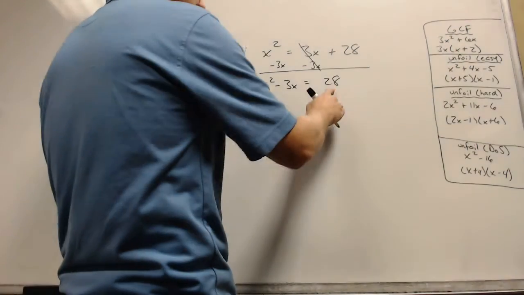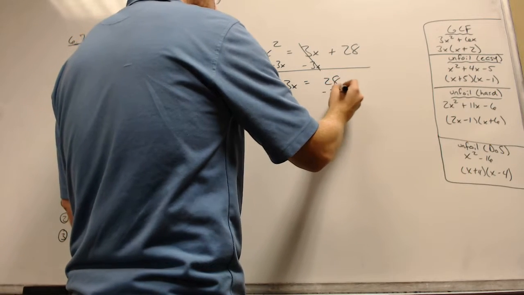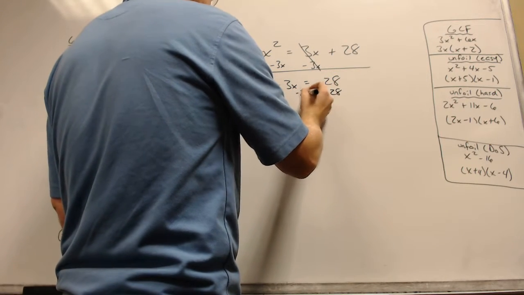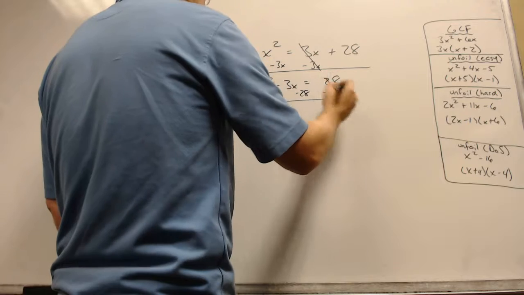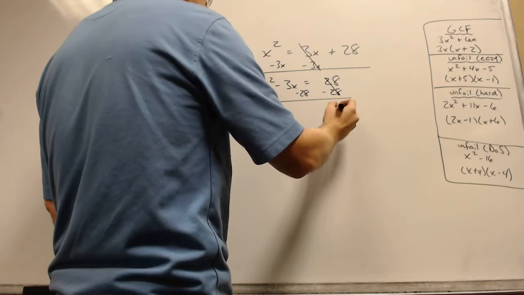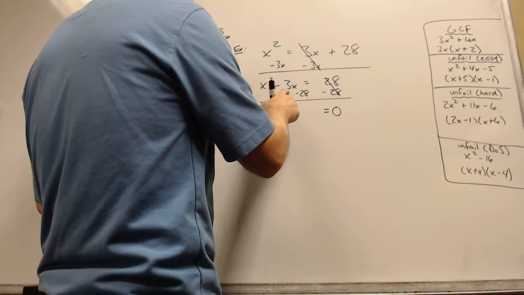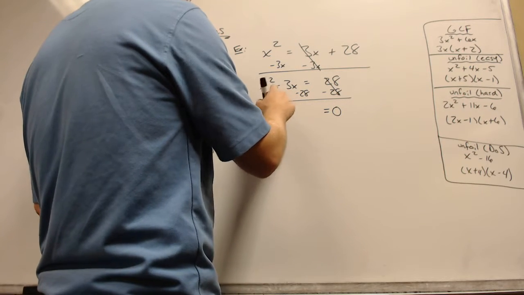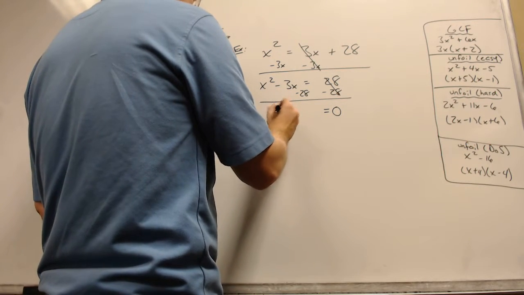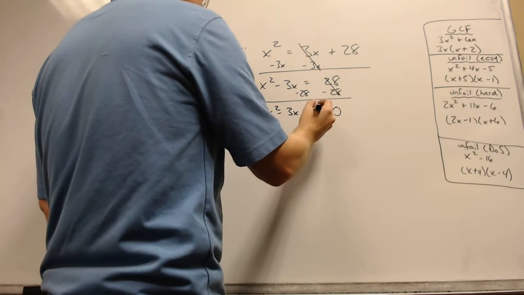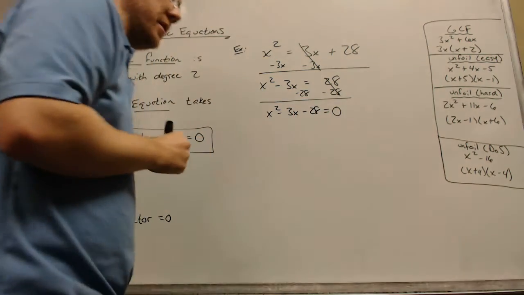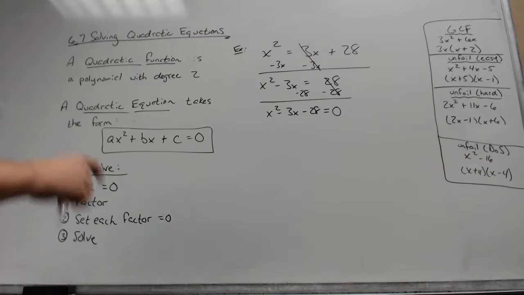Now I'm almost there. Let's get rid of this positive 28 and add a negative 28 to both sides. So these are gone. And on the right side of this equation, I have nothing left, so just a 0. And again, no like terms over here. I tried to show you that they can't be combined. And we successfully turned this problem into our quadratic form.